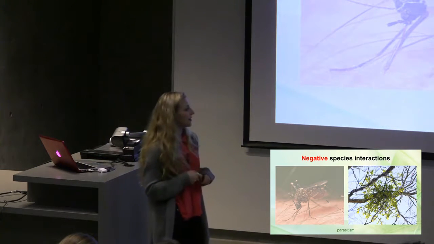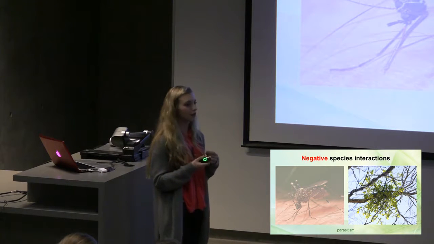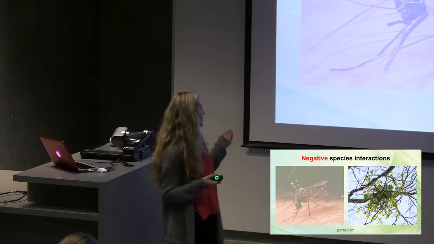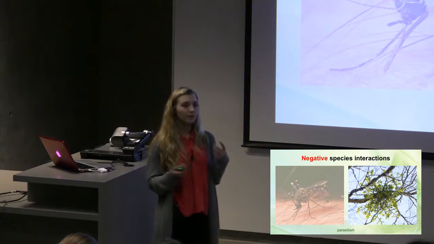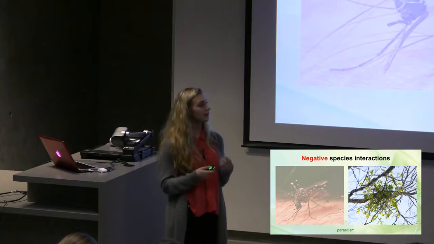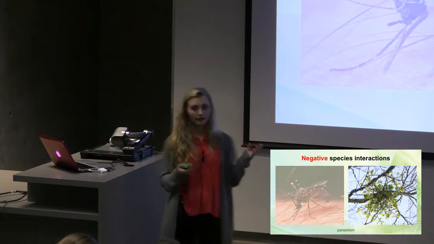And here is another parasite called mistletoe. This mistletoe has a similar structure to the mouth of the mosquito, and it's called a haustorium. The haustorium, in the same way, penetrates the tree branch, takes its nutrients and water, and grows while the tree is hurt in this interaction.